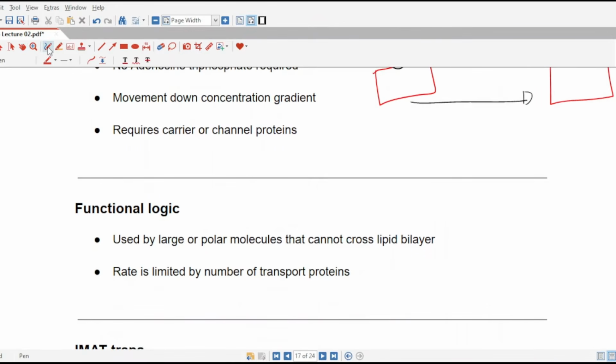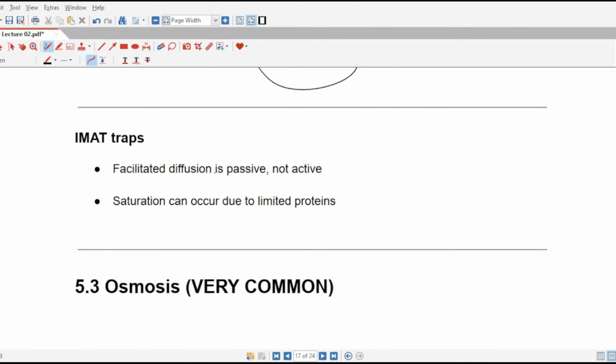Okay. What is the functional logic? There are some large or polar molecules. The polar means the charged molecules that cannot cross lipid bilayer. That's why the carrier proteins will help the large and polar molecules to bypass this lipid layer. And rate is limited by number of transport proteins. It means that the more the number of transport proteins, the better the diffusion rate would be. And what is the IMAT trap? Facilitated diffusion is passive. It is not active because it doesn't require any energy, and saturation can occur due to limited proteins. That means that if you have little to no proteins, then saturation will happen very fast.